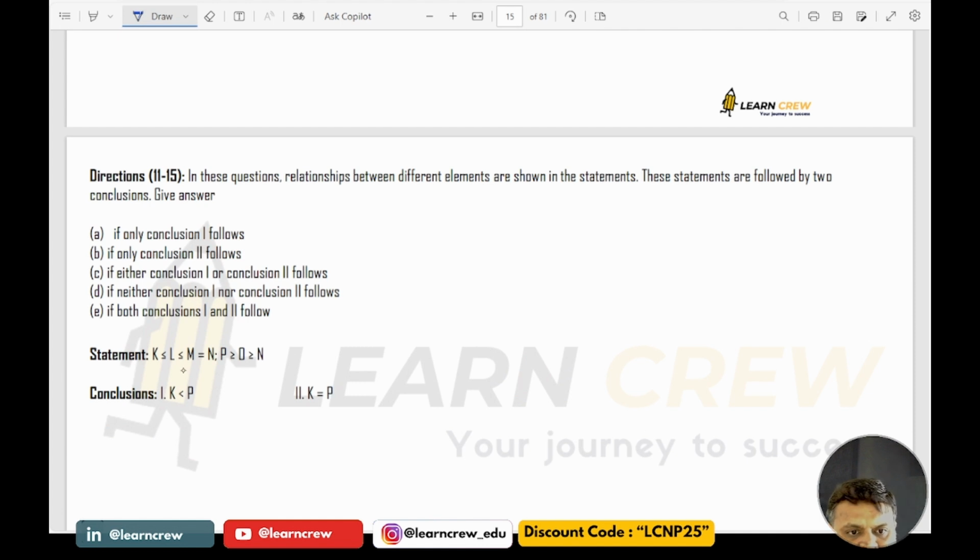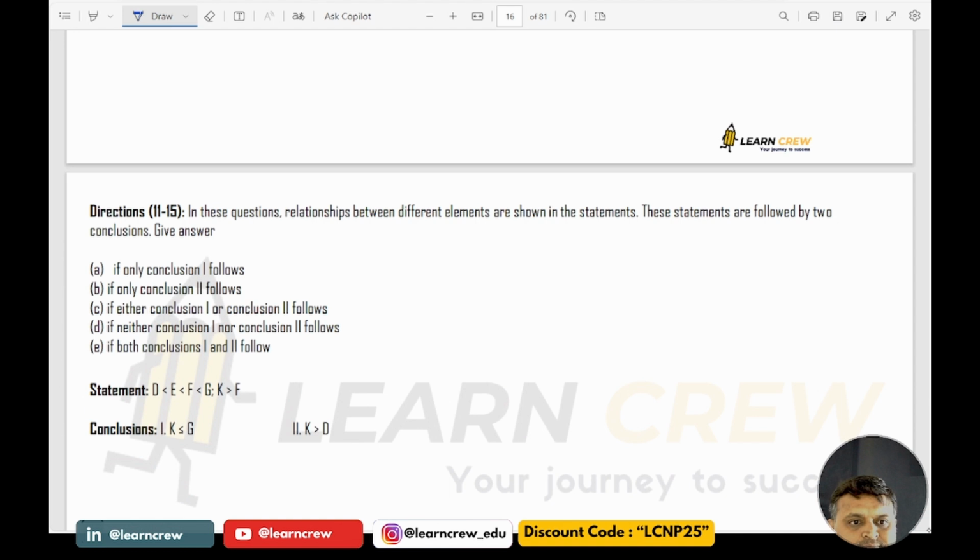Next, K and P. What is the relation that can be established between K and P? K lesser equal to L, lesser equal to M, equal to N. N lesser equal to O lesser equal to P. So K less than P or equal to P. So what is the answer? Option C is correct. K less than P or K equal to P. So the answer is either 1 or 2.